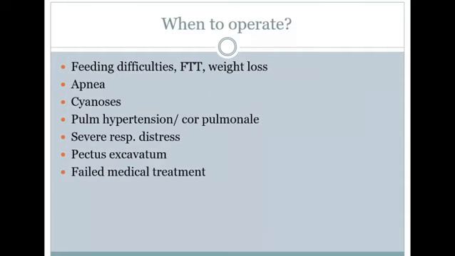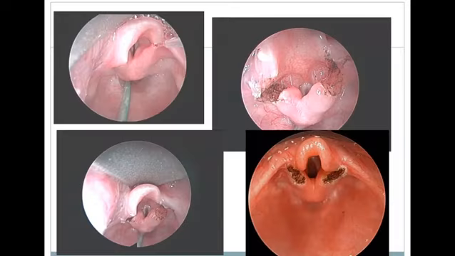Sometimes you should feed with an elongated nipple. Not the usual nipple, but one that is slightly elongated to bypass the airway straight to the esophagus. Or you can use a syringe to feed the baby. With the conservative measures, if the child is still severe enough, then you should do this surgery called aryepiglottoplasty.